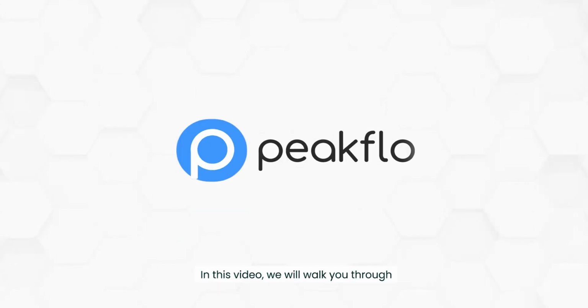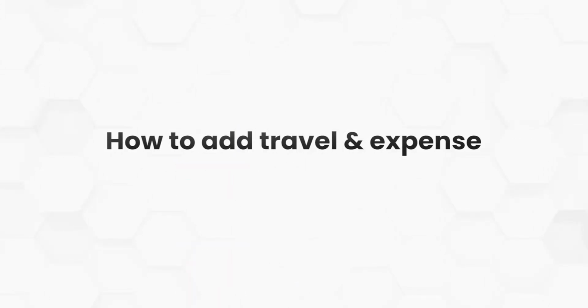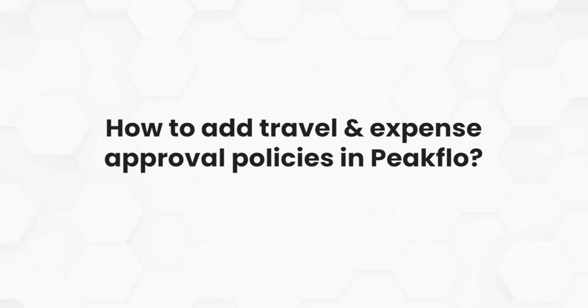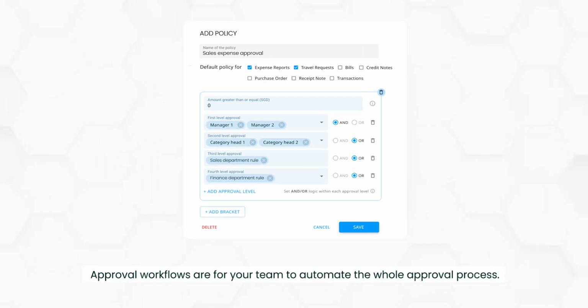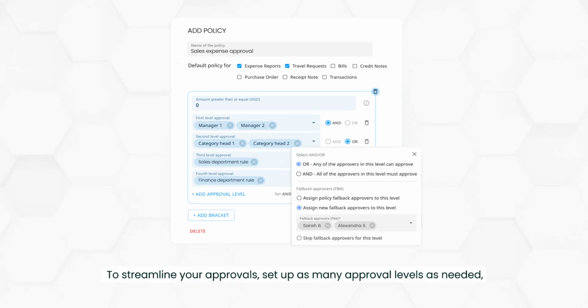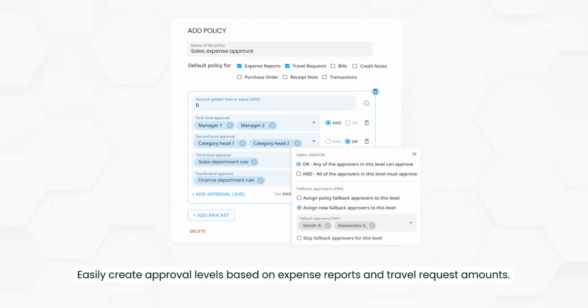In this video, we will walk you through how to add travel and expense approval policies in Peakflo. Approval workflows are for your team to automate the whole approval process. To streamline your approvals, set up as many approval levels as needed, from team members to any C-levels and department heads. Easily create approval levels based on expense reports and travel request amounts.